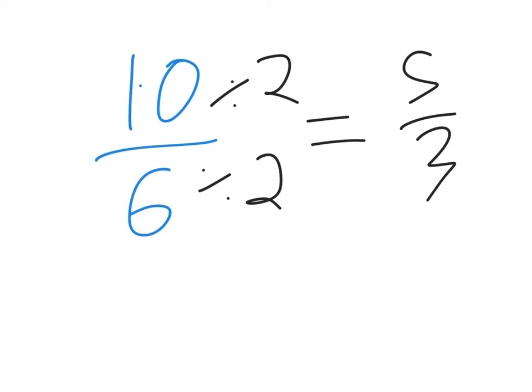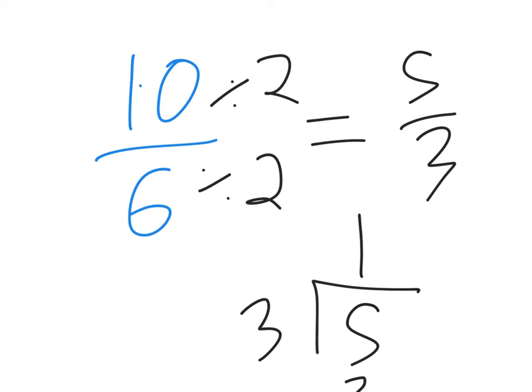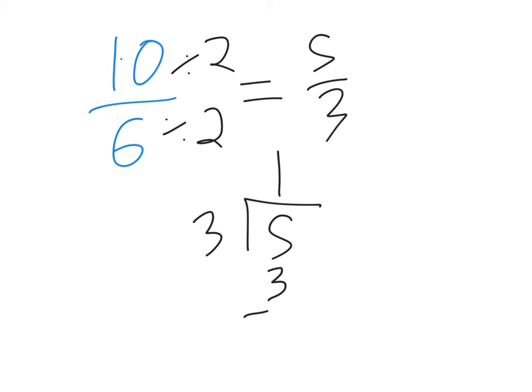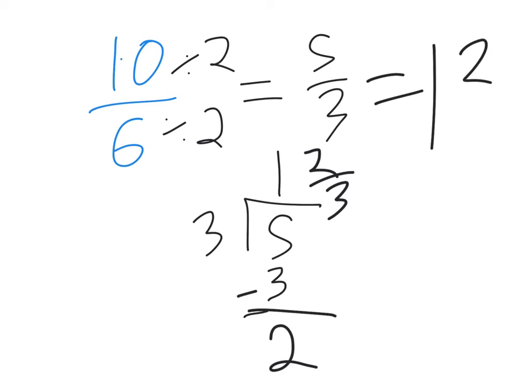What else do you need to do? We need to change it to a mixed number. Remember, Brian? 3 goes into 5 how many times? 1. 1 times 3 is 3. Minus, okay. What's 5 minus 3? 2. So what's the answer? 1 and 2 over 3, right? Okay, you may see that still, okay?